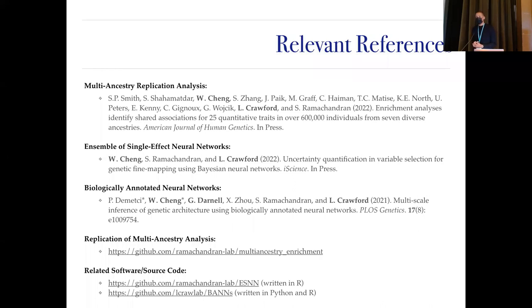Hi, Chris McAllister, UW-Madison. I had a question about the biological annotations. I was curious how you would deal with the situation where there's a lot of causative variants that are in highly gene-dense regions, but in non-coding locations, or non-coding locations that are very distal to whatever they're affecting? Yeah, so that's great.